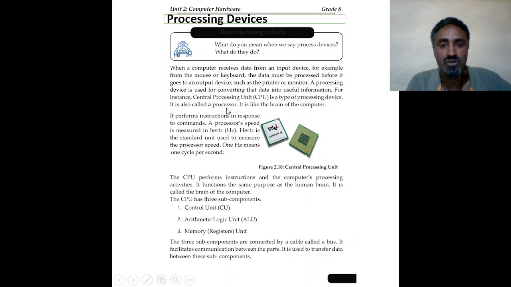It is also called a processor. It is like the brain of the computer. Why do we say it is the brain of the computer? Because the majority of the functions are performed inside this component. We will see in detail the three components under the CPU.